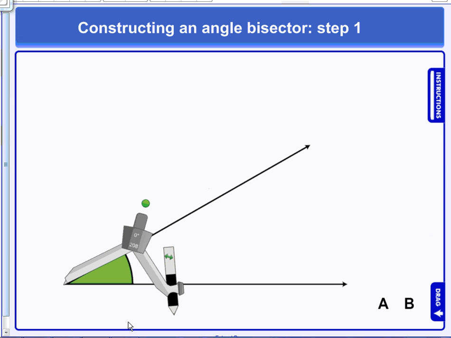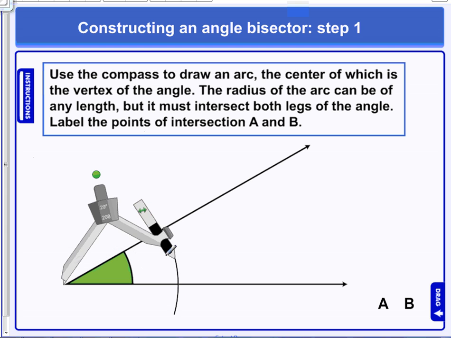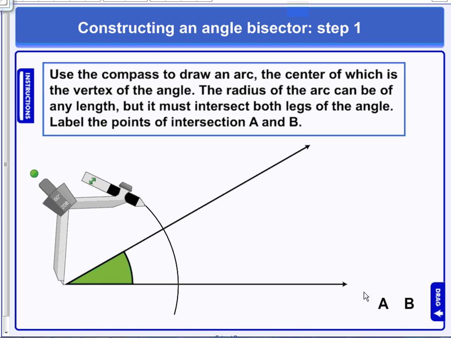Alright, so go through the instructions again to do this. You use a compass to draw an arc, the center of which is the vertex of the angle. So you're going to draw an arc. I'm going to draw an arc right here. And then I'm going to name where those arcs cross over A and B.